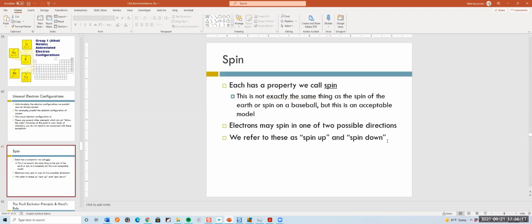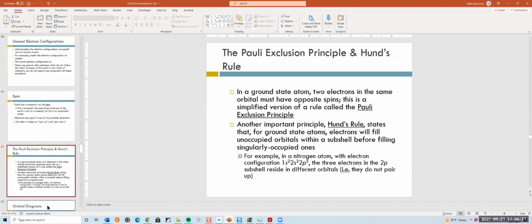And it turns out that if you're ever going to pair electrons together in the same orbital, they have to have opposite spin. Okay? So 2 electrons in the same orbital must have opposite spins. I don't think that the textbook brings that up, but I want you to know that. It's called the Pauli exclusion principle. It's a simplified version of the Pauli exclusion principle. You'll learn the more complicated version of it next semester.